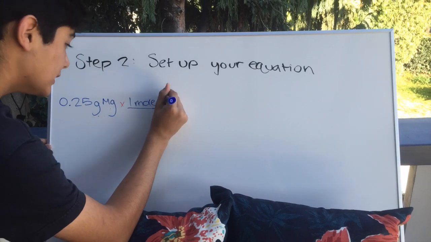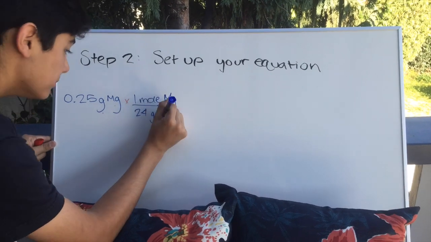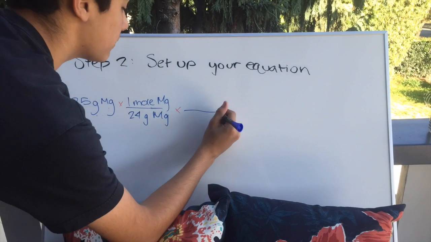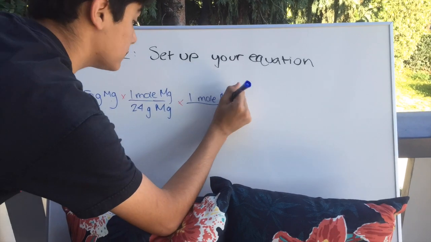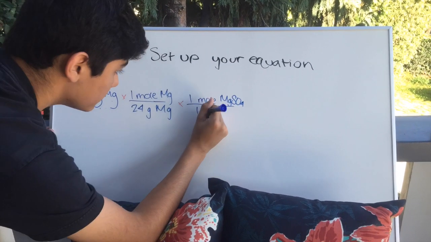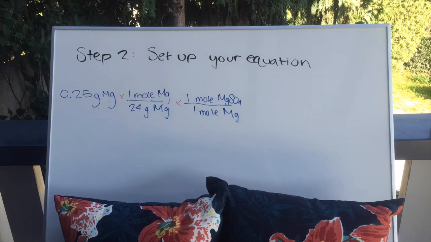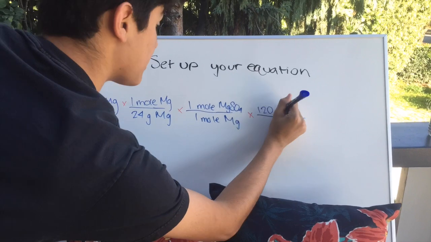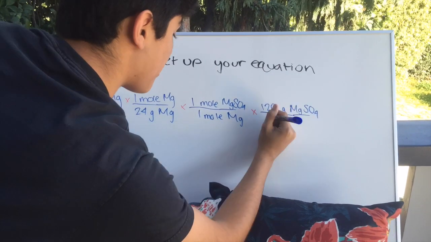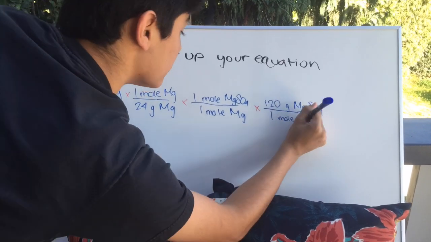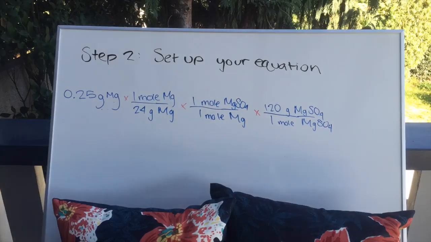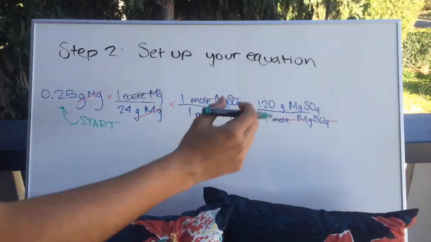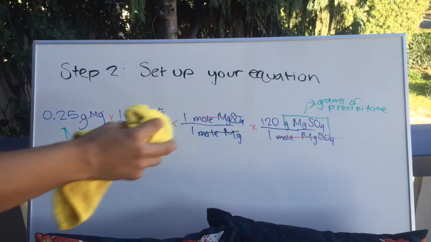You multiply this by 1 mole of magnesium over the AMU of magnesium, which is 24 grams. You then multiply this by the moles of want from your balanced equation over the moles of given from your balanced equation, which in our case, the moles of want is magnesium sulfate. The moles of given is magnesium. We then multiply that by the gram formula mass of want over 1 mole of want. In our case, this is 120 grams of magnesium sulfate over 1 mole of magnesium sulfate. Next, you identify your starting point and cross-cancel each value accordingly.